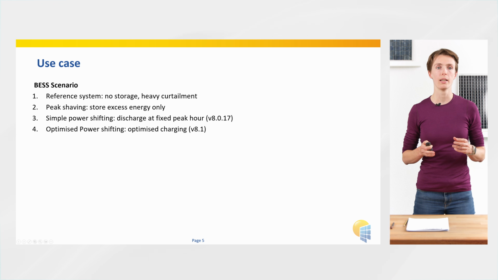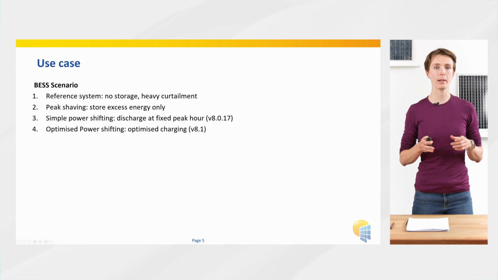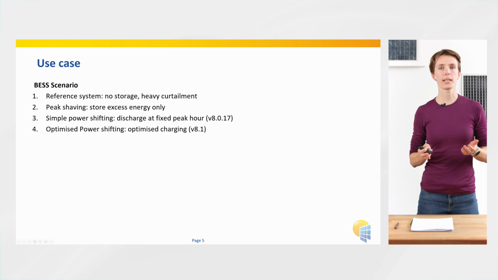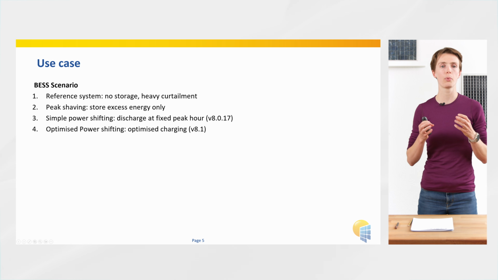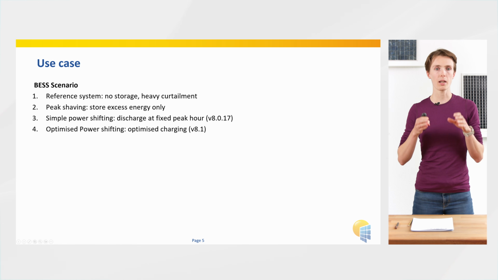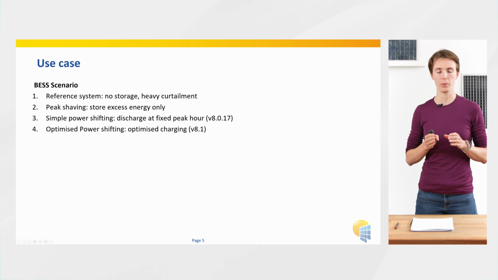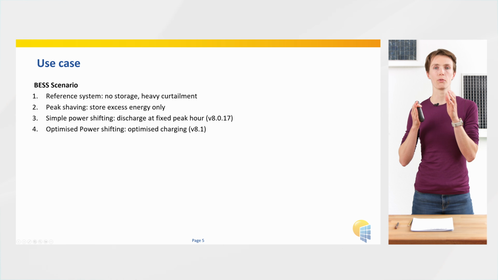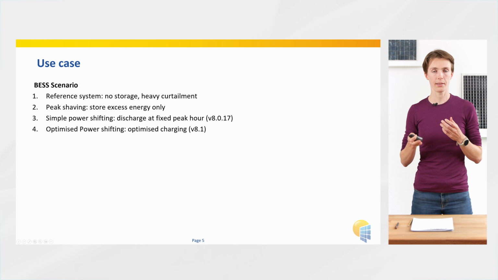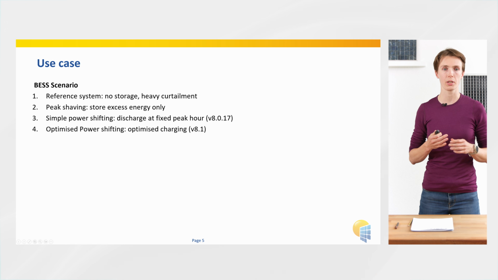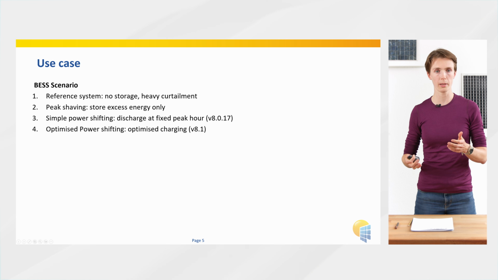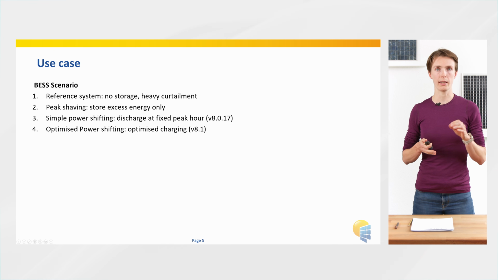The first one is with a peak shaving strategy, where I will just store the excess energy above a grid limit. Then I have a second scenario with what I call the simple power shifting. Here I'm using the power shifting from PVsyst 8.0, and I have a discharge fixed at the peak hour. Finally, my last scenario will use the optimized power shifting with the tools that will be available in PVsyst 8.1, and I have defined per day custom charge and discharge profiles.